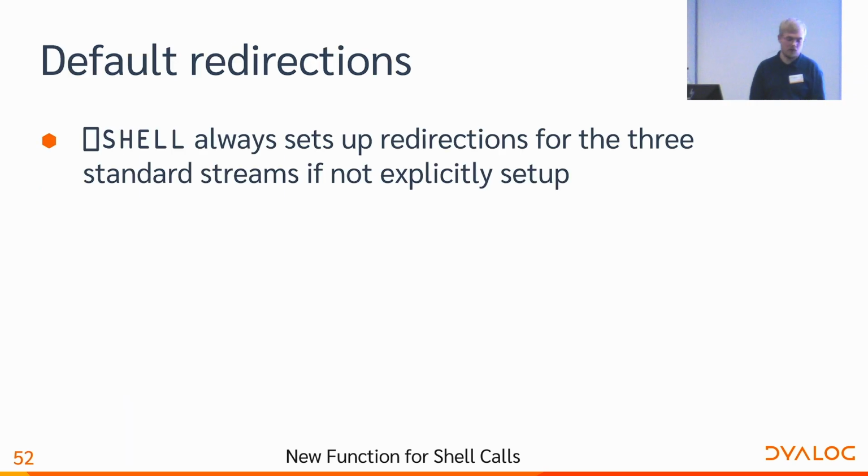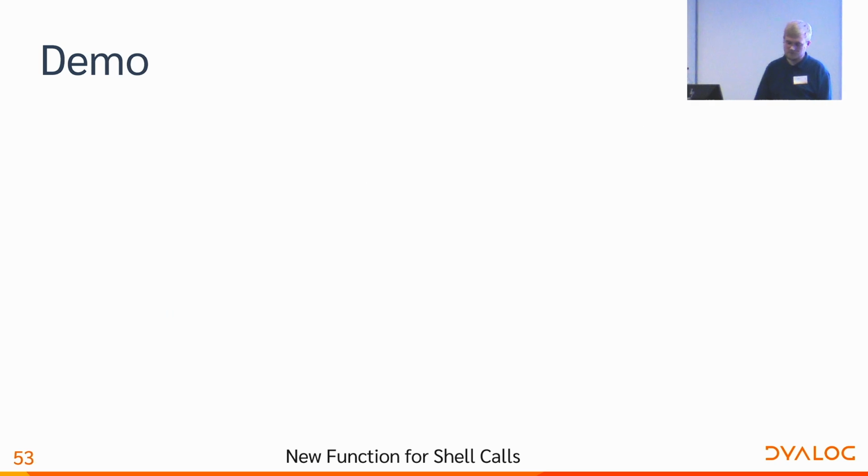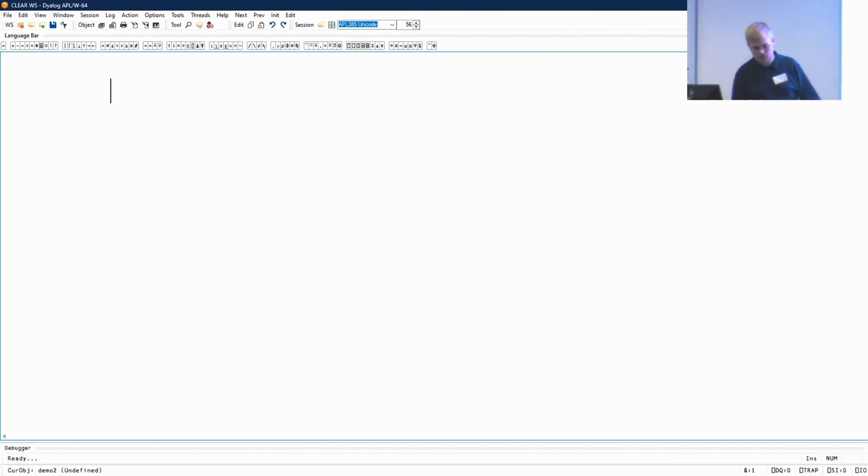And so by default, it always sets up the 3 standard streams if you don't do it explicitly. So standard input comes from nowhere, there's no input. Standard error goes to standard output, and then we collect standard output. And then I have another demo, but that's also screenshots. And I'll show you, just as an example, how to run Python 3 using this quad shell. And I'll use some of the variant options.